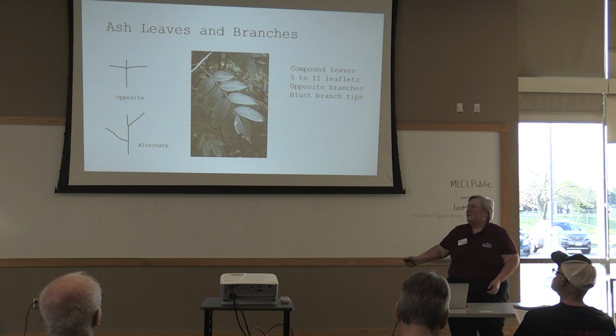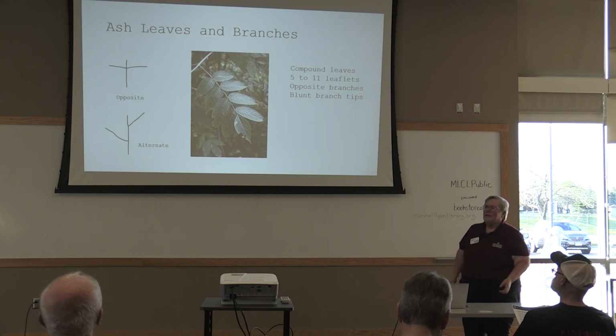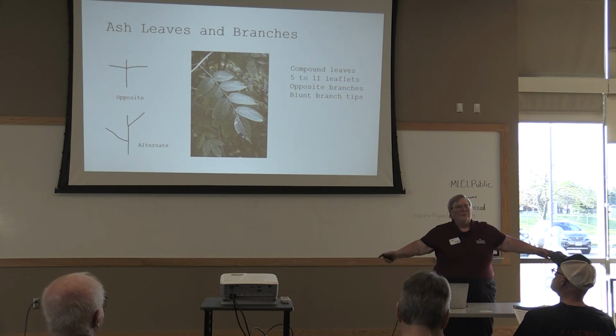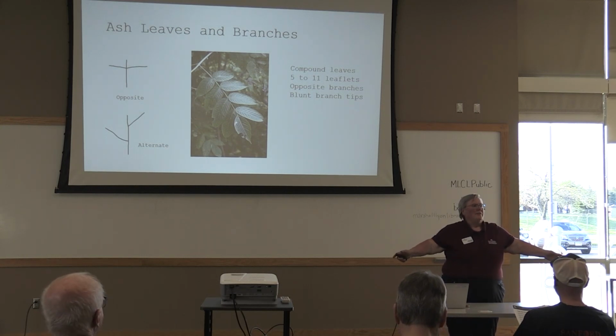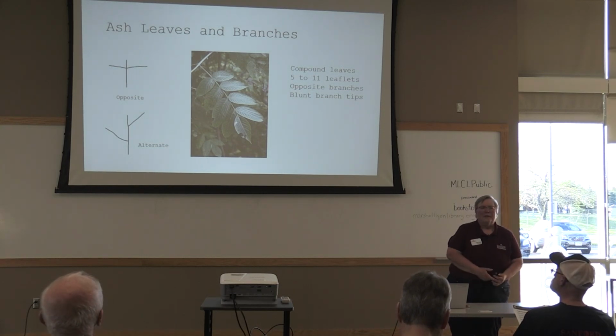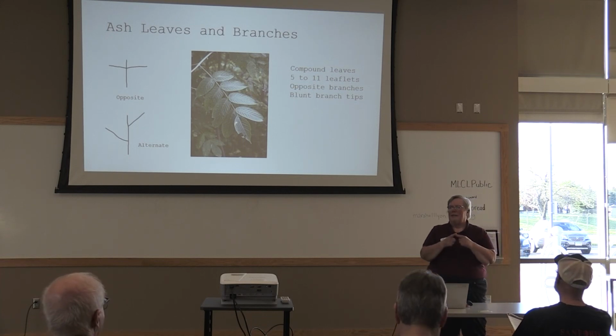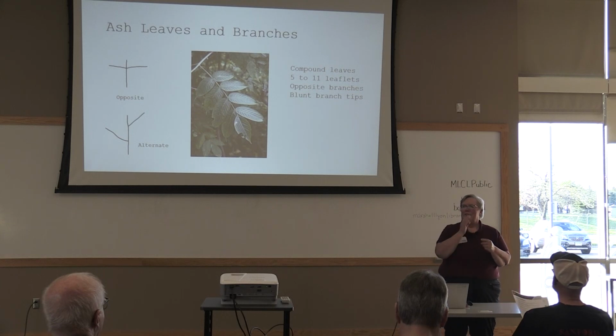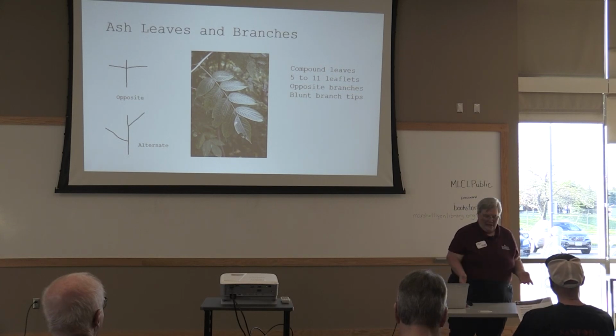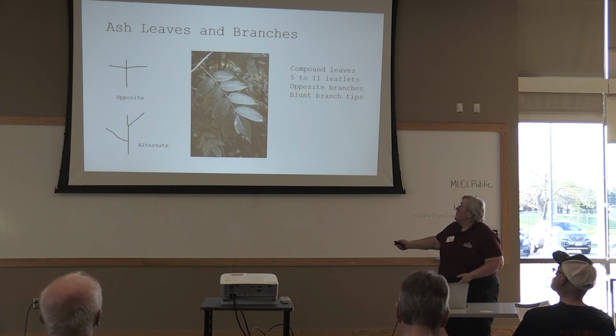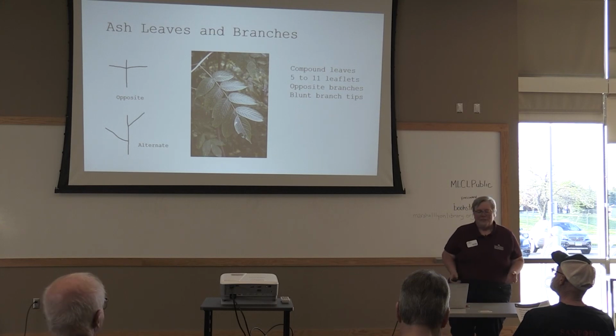They have opposite branching. This is your opposite branching versus alternate. If you can't remember, think of your shoulders. Your shoulders are opposite each other. And it has very blunt branch tips. So if you look at them in the winter, it looks almost like the end of a new pencil. They're just very blunt. Because it's a compound leaf, you don't have all the fine branches.